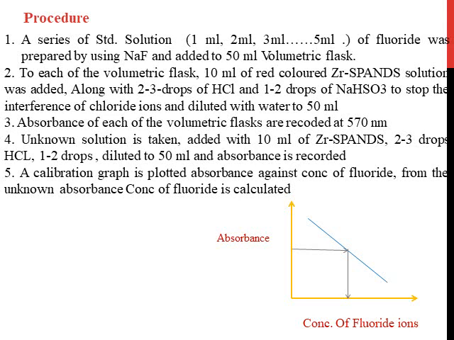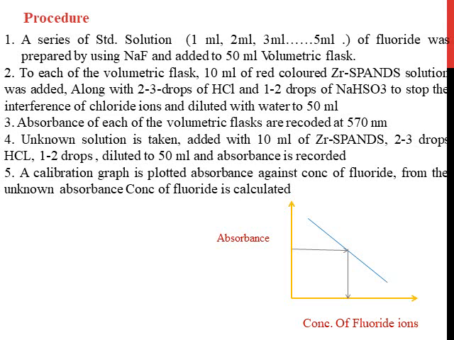Along with this, 2 to 3 drops of HCl are added, because the colorless anion formation takes place in an acidic condition. So you have to add 2 to 3 drops of concentrated HCl and 1 to 2 drops of sodium hydrogen sulphide to stop the interference of chloride ions.